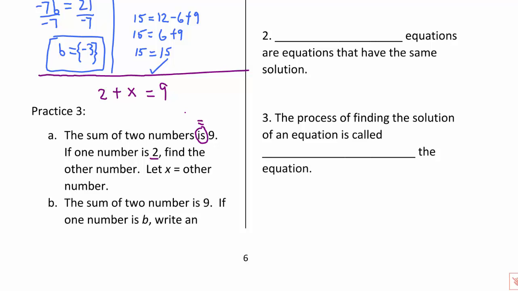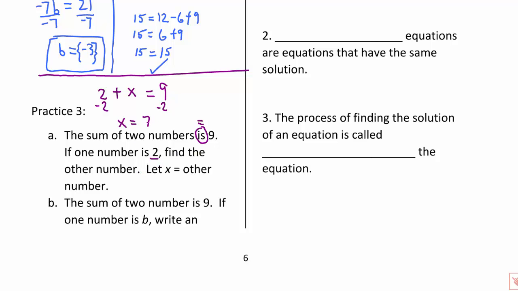This is a fairly simple linear equality that we can solve. All that we have to do is get rid of the 2. How do we get rid of the 2? If you said subtract 2, good, you're right. So I'm just going to subtract 2 from both sides here. That leaves me with x on the left-hand side equals 9 minus 2, which is 7. So x equals 7. Now, this is a word problem, so we want to make sure that we answer the correct question. It says find the other number, and that's what x represents.